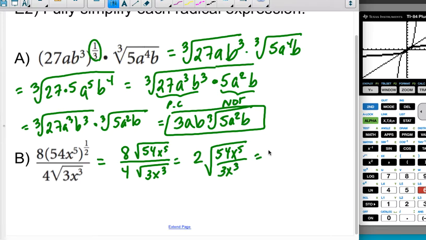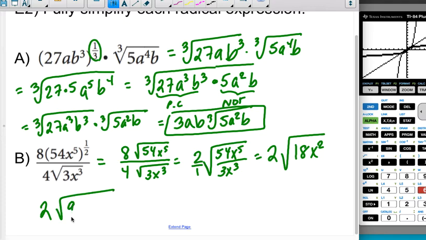I'm going to clean that up a little bit. I have a 2. Make sure you notice that's not the index, right? That's a 2. It's a 2 over 1 if it helps you, but it's not inside the root. It's not the index. It's a number in front. So 54 over 3 is going to give me an 18 and an x squared. Well, suddenly it's a lot easier to pick out the stuff that's perfect squares, right? So I have this 2 in front of, I think I have a 9x squared.